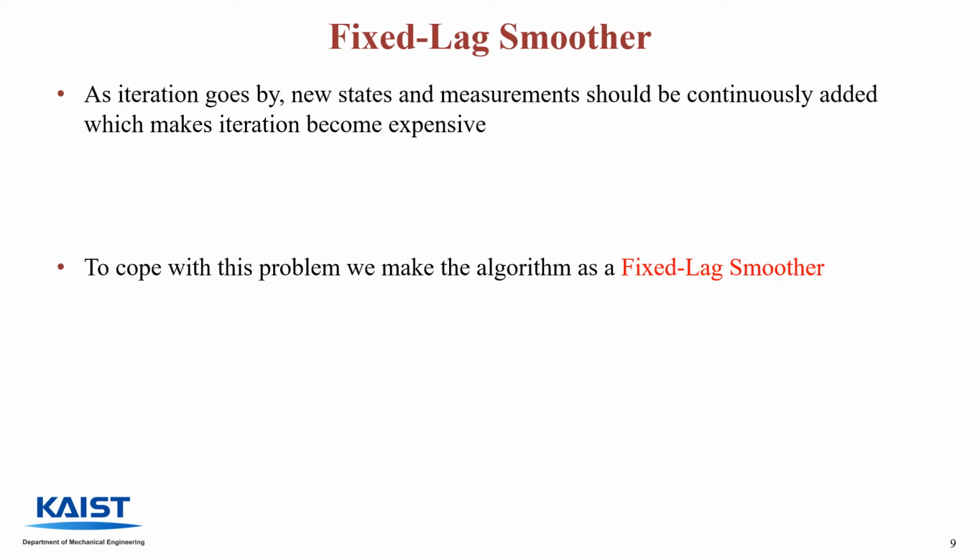Although the estimation algorithm can be modeled as the previously spoken MAP problem, as the iteration goes by, new states and measurements should be continuously added, which means that iteration becomes more and more expensive. For this reason, we adopt the fixed-lag smoother method, which marginalizes the oldest state when the state window becomes a certain size.